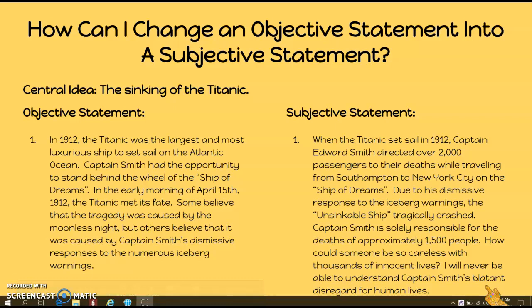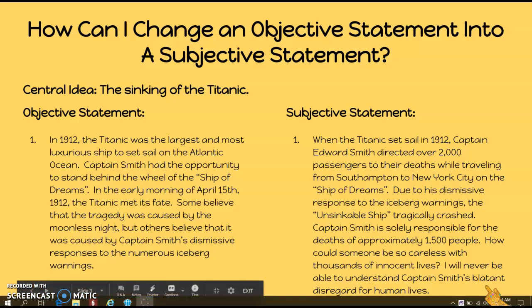So in my response, I have informal writing because I use first person. Remember that in subjective statements, you can use first or second person to draw the reader's attention. But in objective writing, you cannot use first or second person. So my example is the last sentence. I will never be able to understand Captain Smith's blatant disregard for human lives.